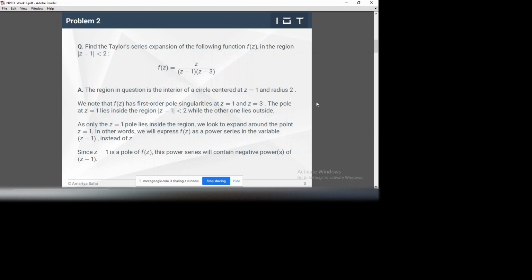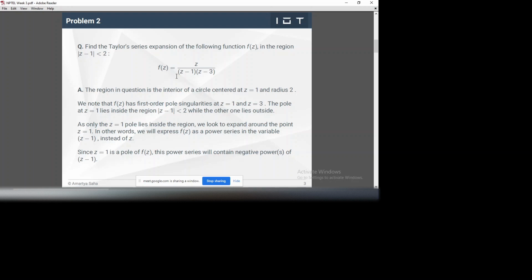Okay, so we begin by examining the points of singularity of this function. Let us first note the region in question. We recognize that it is the interior of the circle centered at z equal to 1 with radius 2. It is only the interior of that circle, but the boundary is excluded. So it is an open domain.